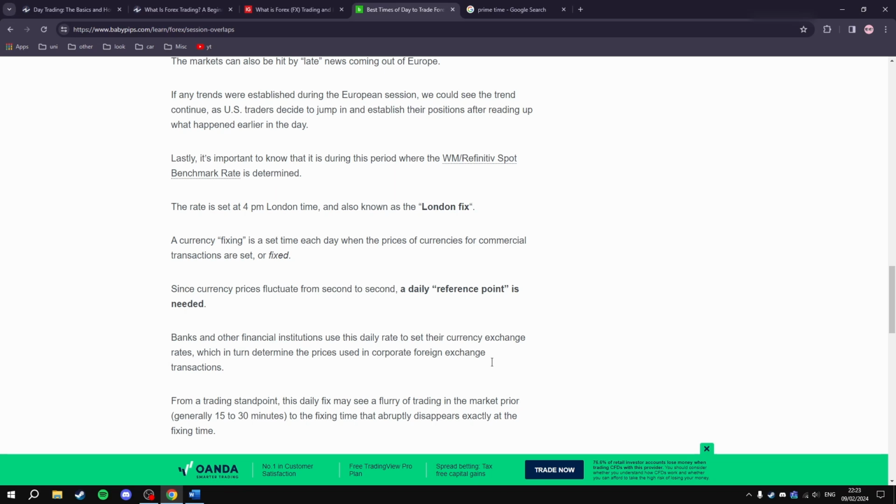Lastly, it's important to know that it's during this period where the WM/Refinitiv spot benchmark rate is determined. What is that? I'll read that through later, I guess. The rate is set at 4 PM London time, also known as the London fix. A currency fixing is a set time each day when the prices of a currency for commercial transactions are set or fixed.